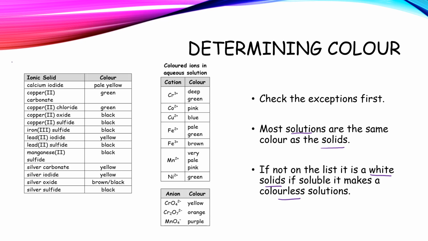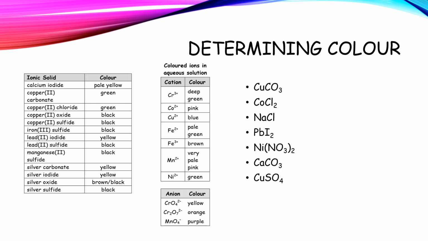So the first thing we always check is our exceptions table, which is this one, and then we check the coloured ions in aqueous solution table. Now let's look at how we do this. Let's look at our first example. It is copper carbonate. So I always check my exceptions table first and then my coloured ions in solution. So copper carbonate, going down my exceptions table, is here, and you can see that it is green.